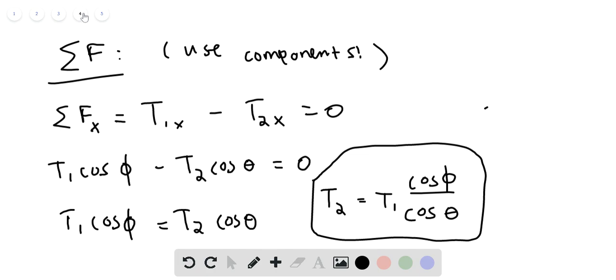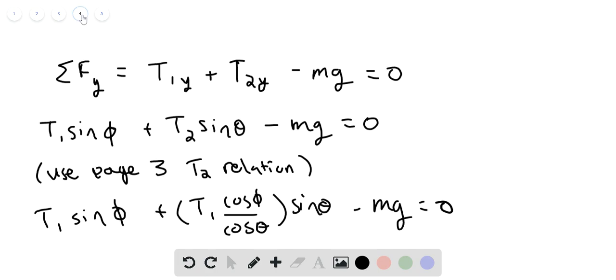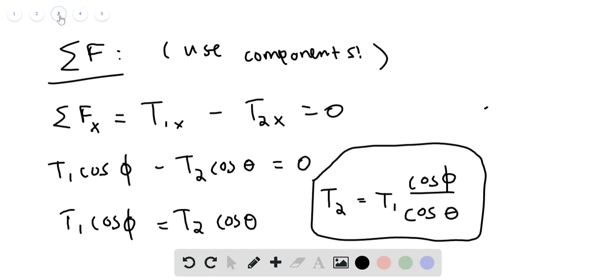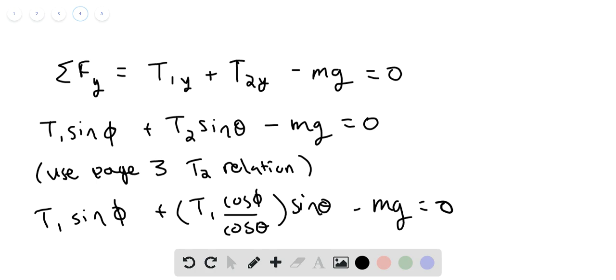On the next page, we want to sum the forces in the y direction. This one's a little bit more involved. We have gravity to include as well as the tensions. Since it's y, we're going to be using sine. We end up with the second line: T1 sine phi plus T2 sine theta minus mg is equal to 0. Since we have a relation from page 3 about tension 2, we can plug that in here, and then we can solve just for T1.